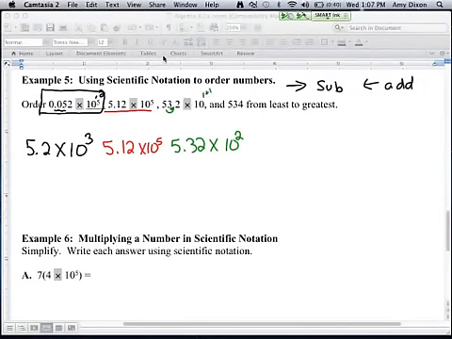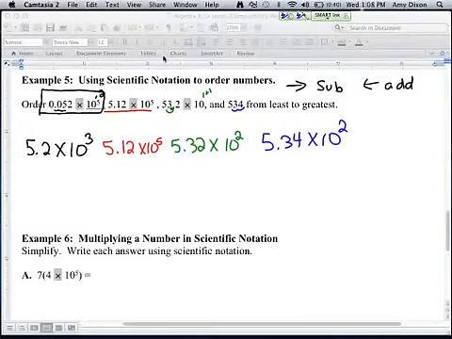Okay, 534, the last number, is that one? That's not even in scientific notation, so we got to get it that way. The decimal needs to go over to the left too, 2 places to the left, so we have 5.34 times 10. Since we went to the left, to the second power. So now we have all 4 of these numbers in proper scientific notation.